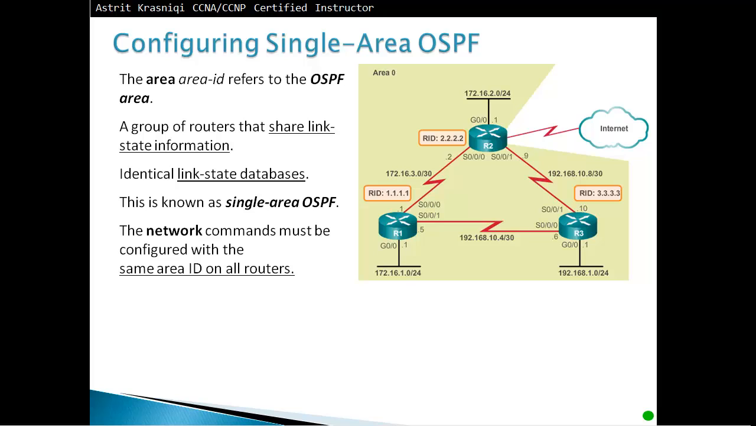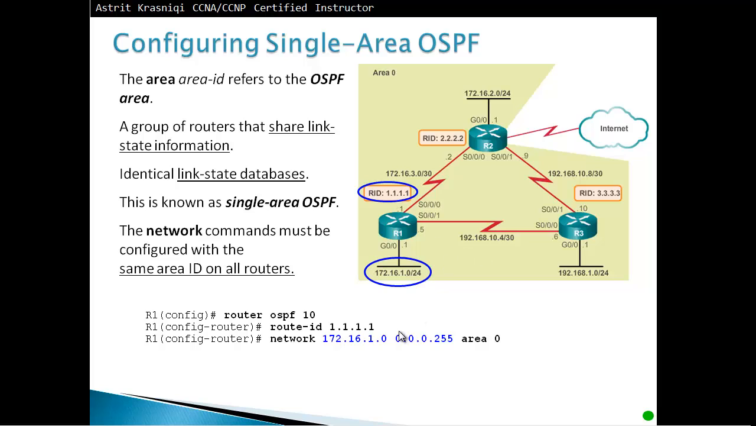The network command must be configured with the same area ID on all routers. So for example, router OSPF 10, process 10, we do router ID 1.1.1.1, make sure that we type router ID 1.1.1.1. Then we type network 172.16.1.0 0.0.0.255 area 0. So we are enabling this network to be a part of OSPF. Now, to derive this wildcard mask, all you have to do is put 255s on the top, 255.255.255.255, and subtract the subnet mask. So minus 255.255.255.0. When you do that, that will give you the wildcard mask.